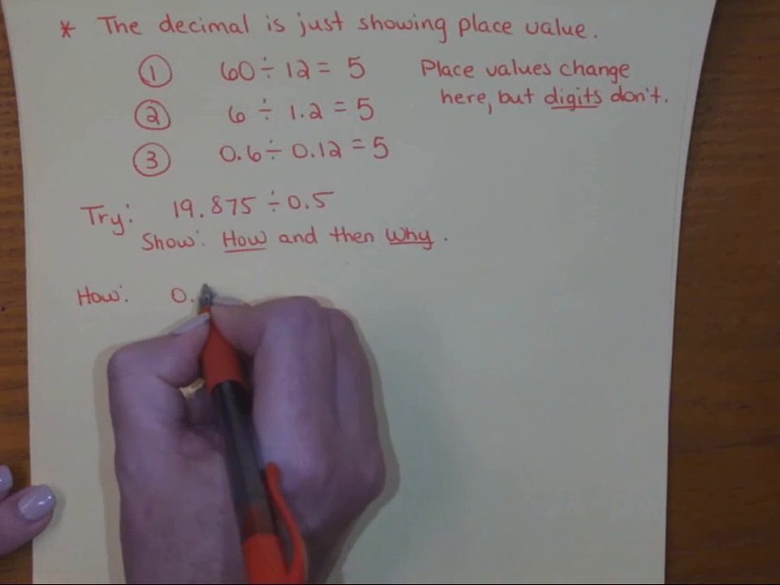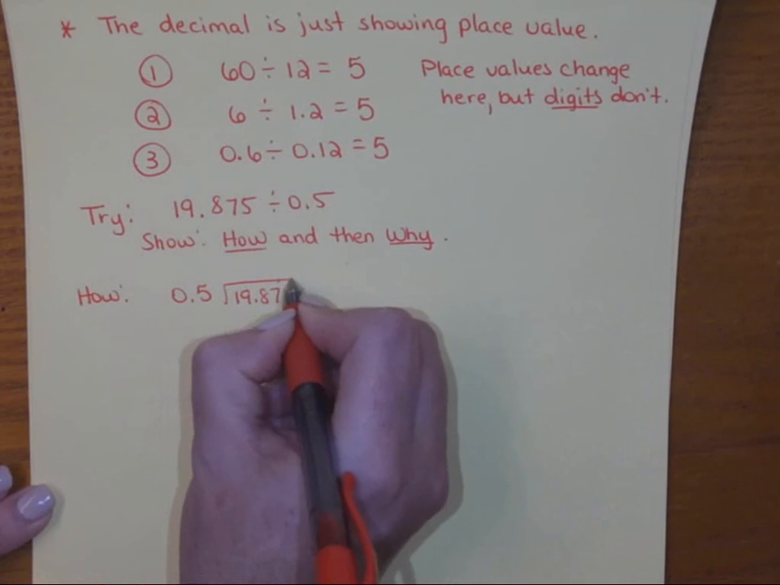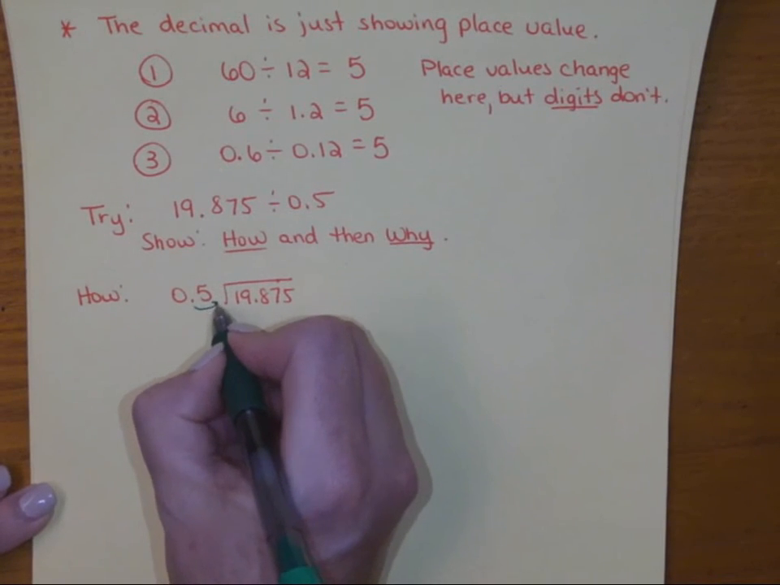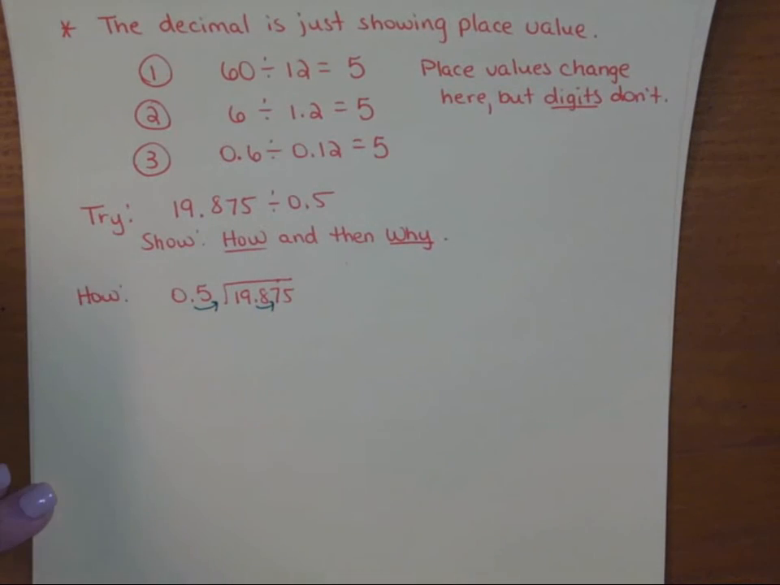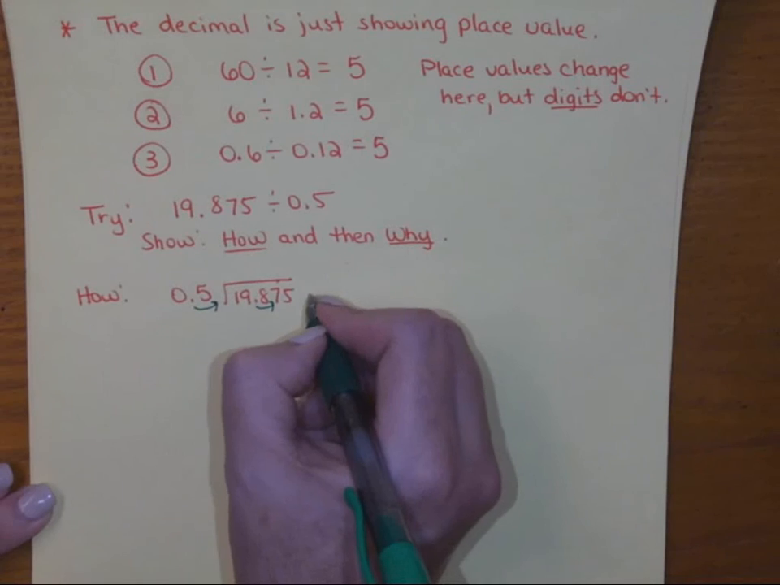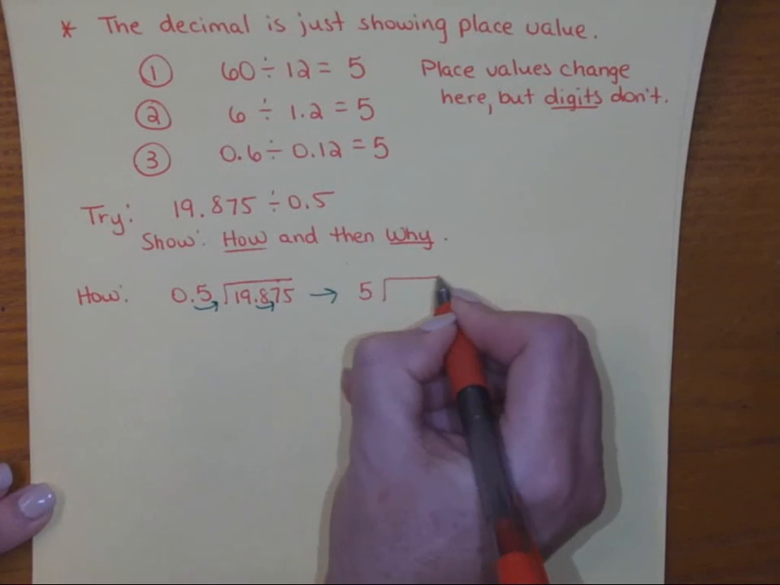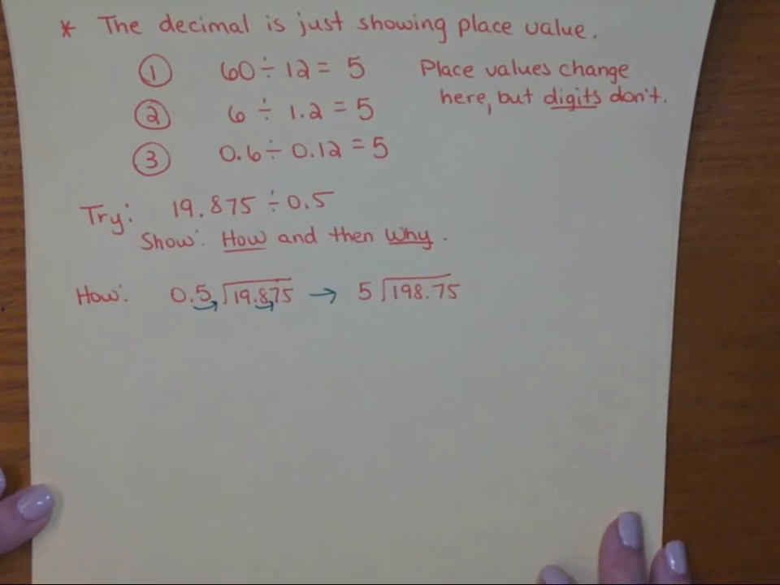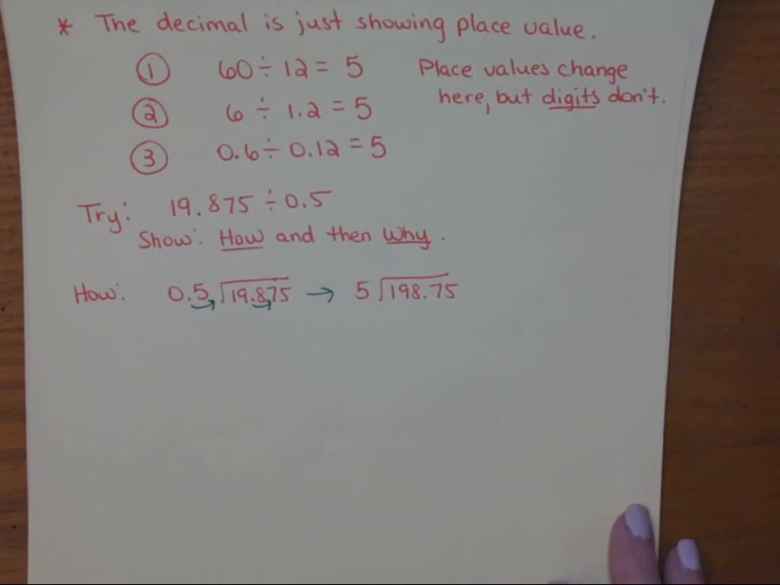So how am I going to do 19.875 divided by 0.5? The first thing is, I'm not going to leave this as 0.5. I want to think of this as 5. So I can move the decimal place as long as I pair that with moving the decimal place there. So now I'm going to be doing 198.75 divided by 5.